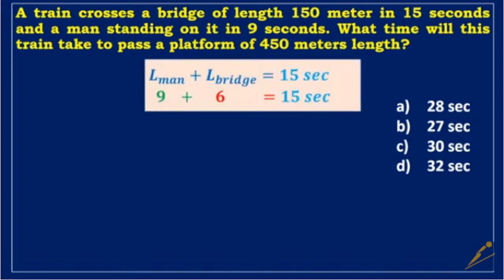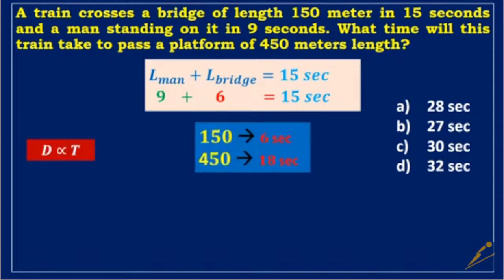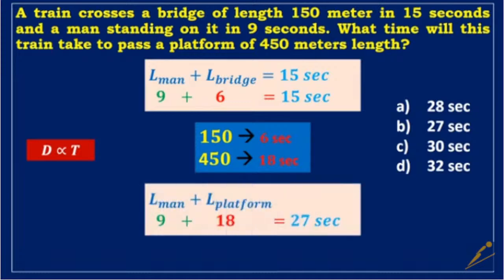If the train crosses a man in 9 seconds, then it will cross the bridge in 6 seconds. If a train crosses a 150 meter bridge in 6 seconds, then it will take 18 seconds to cross the 450 meter platform. The answer options are not available in 18 seconds. So, we assume that the man is standing on the platform. The time taken to pass the platform is 18 seconds plus 9 seconds, which equals 27 seconds.